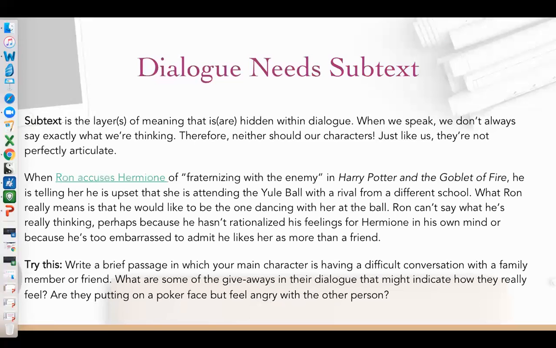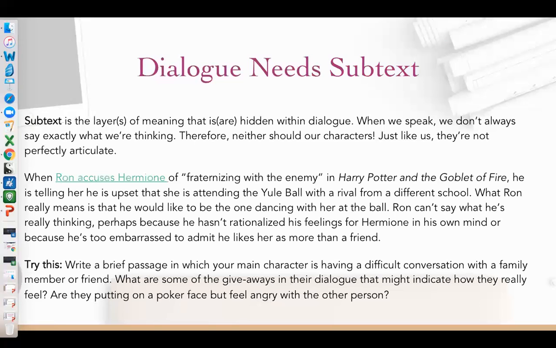Another way of thinking about it: when we speak, we don't always say exactly what we're thinking, or exactly what we mean even. We can say something like the infamous example of "I'm fine" in a relationship. If she says "I'm fine," she's definitely not fine, right? I love that meme. Isn't that awesome?